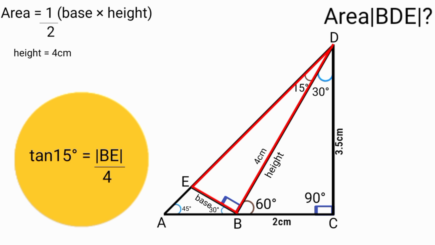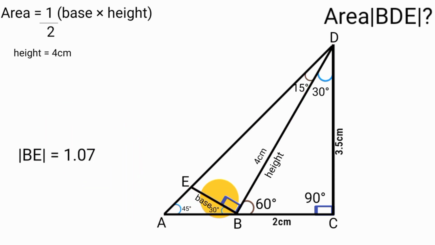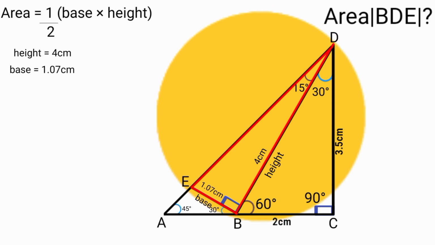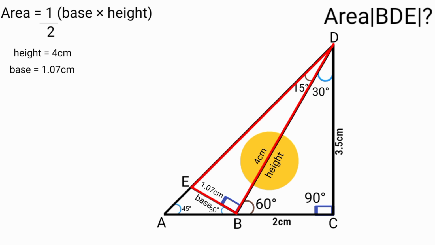Making line BE the subject of the formula, line BE equals tan 15 degrees times 4. Tan 15 degrees times 4 is 1.07. So line BE equals 1.07 centimeters. We found the length of line BE to be equal to 1.07 centimeters. Now recall we have line BE as the base of triangle BDE. So that means the base is 1.07 centimeters. And here we have the height as 4 centimeters.